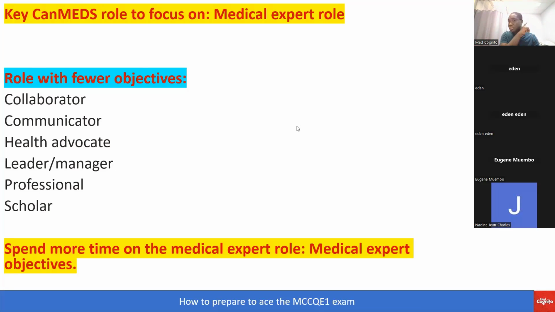So time management, brute repetition of the MCC objectives, making your notes and just going through it. And then the resources, you can use Toronto Notes, but make sure that every topic you're reading in Toronto Notes is in the MCC objectives. Make sure that every topic you're reading in Master the Boards is in the MCC objectives. If it's not in the MCC objective, forget about it and move on.